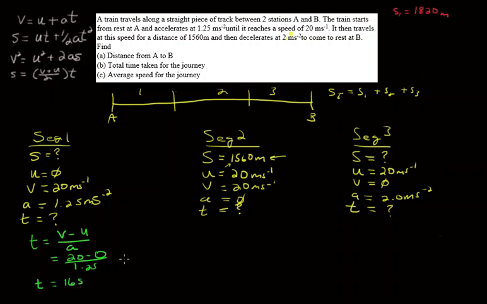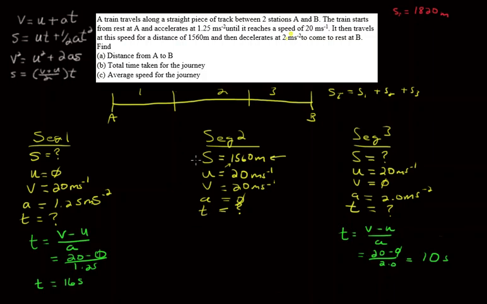Okay, easy enough. Now, we've got the same numbers over here. We do this exactly the same way over here. So on segment 3, let's go ahead and figure that out. T equals V minus U over A equals 20 minus 0. I have to do my zeros. Divided by 2.0, and that's going to be 10 seconds, right? 20 divided by 2 is 10 seconds.